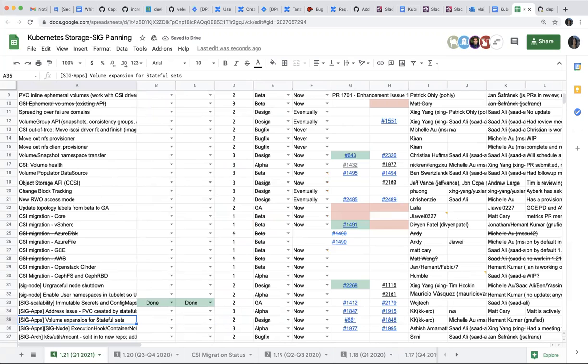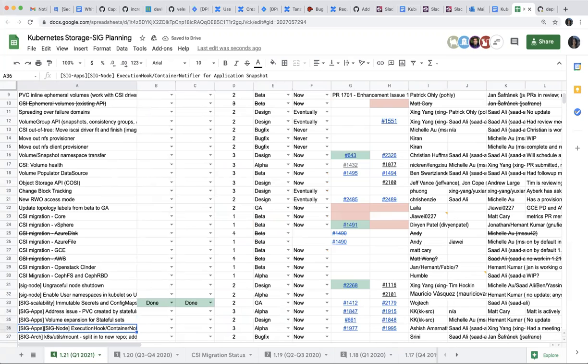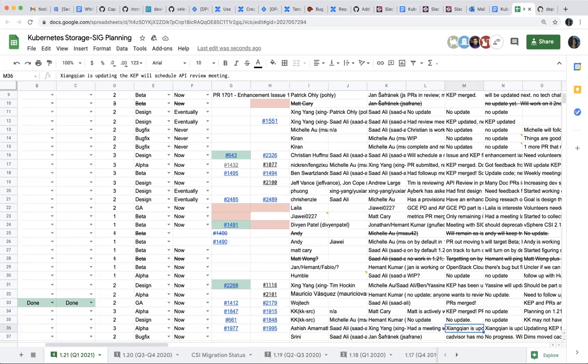And the next one, expansion for stateful set. I guess this one is probably still no update. Okay, thank you. And next one is content notifier. Okay, so we had a meeting with Tim and Jordan to discuss their concerns on the APIs, and Shangqian is working on updating the CAP.